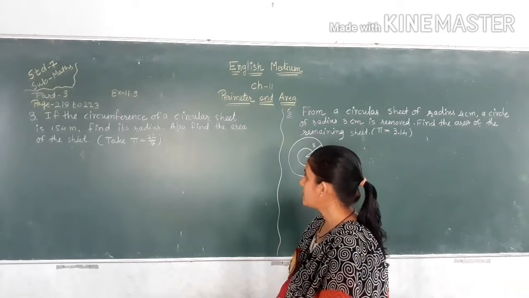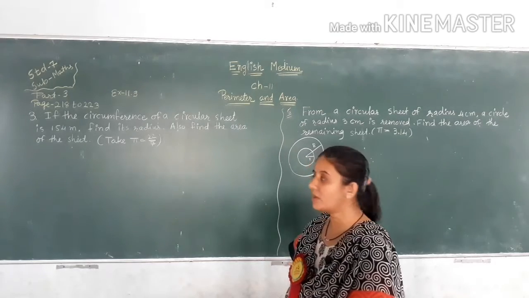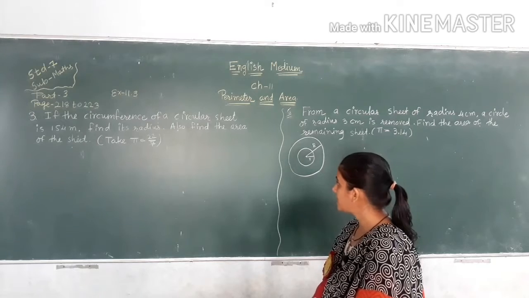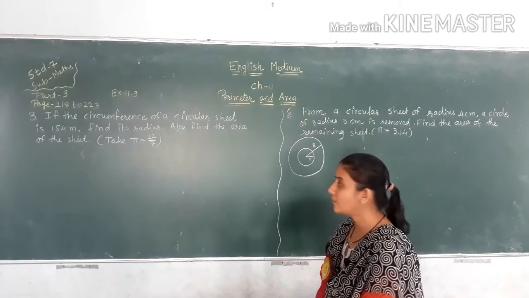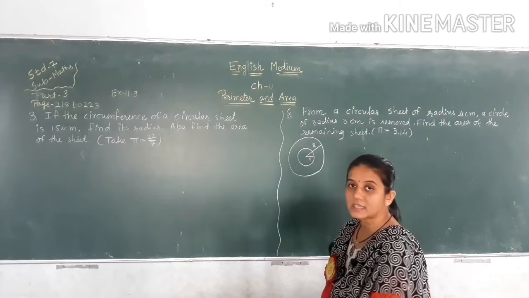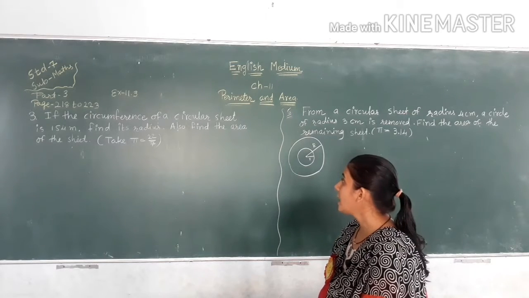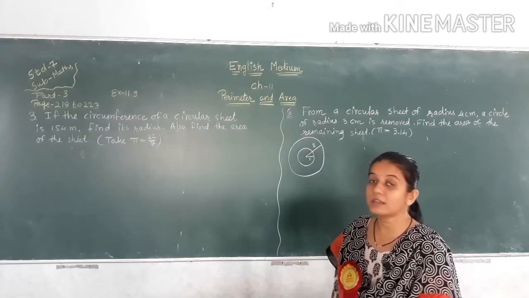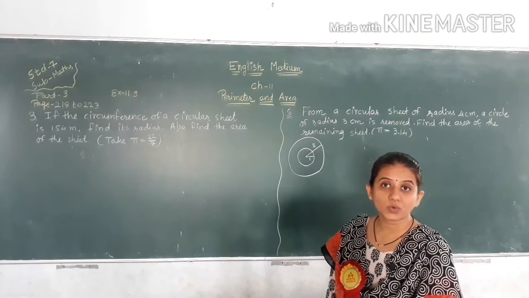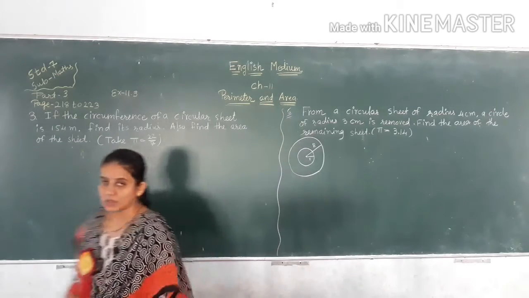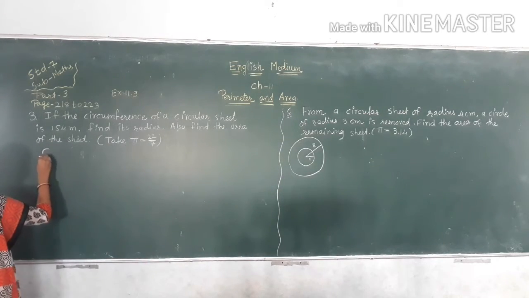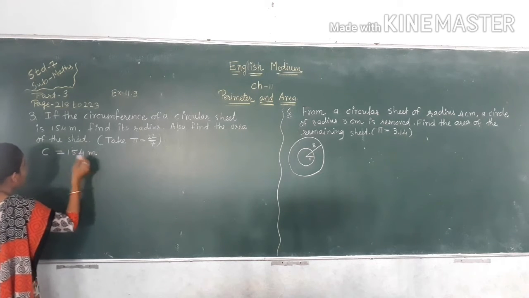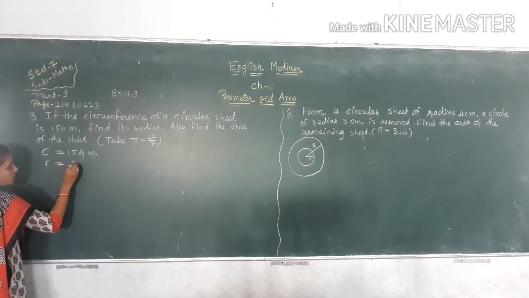If the circumference of a circular sheet is 154 meter, find its radius and also find the area of the sheet. Here take pi is equal to 22 out of 7. Now circumference C is equal to 154 meter. Now here we find R is equal to what?